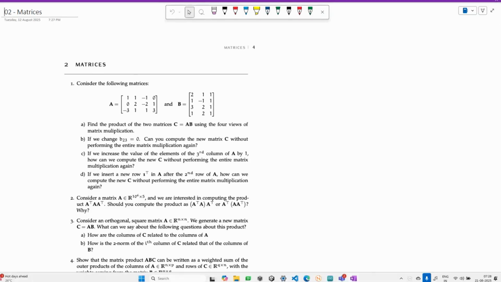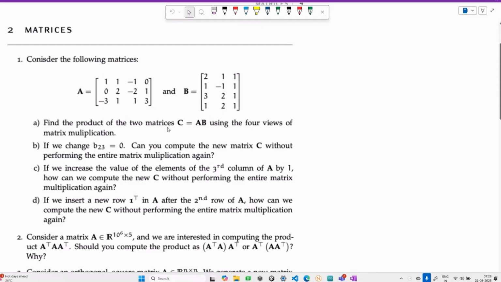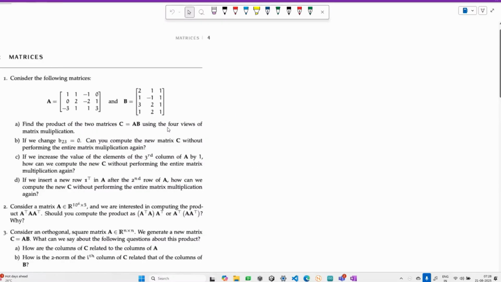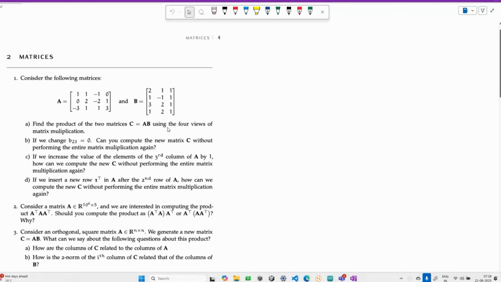So the first problem is essentially on different ways of doing matrix multiplication. What are the 4 ways of doing matrix multiplication? What are the 4 views? Okay. What is the row interpretation? If you have a matrix C equals AB, what is the row interpretation? What is the combination? Linear combinations of what?